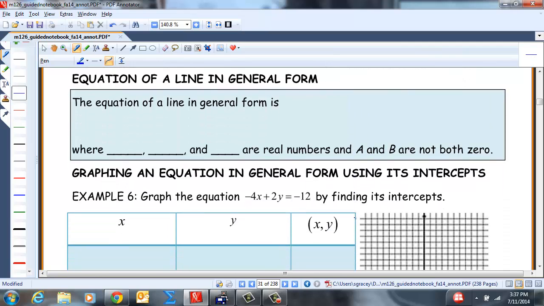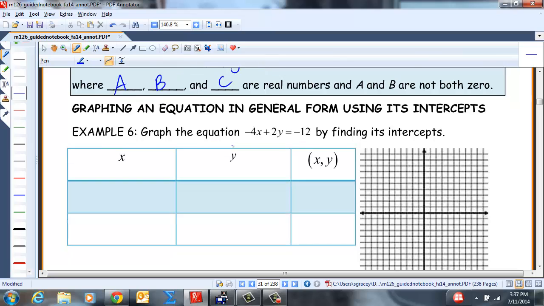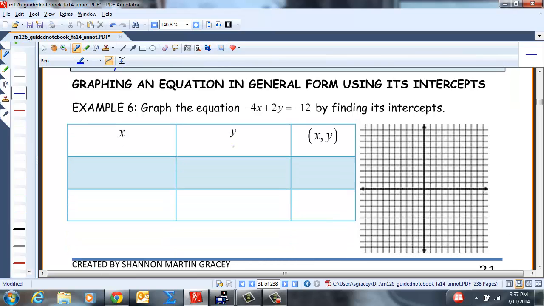Alrighty, equation of a line in general form. Your authors in your intermediate algebra may have used standard form. Standard form and general form you can think of as the same form. So the equation of a line in general form is ax plus by is equal to c, where a, b, and c are real numbers, and a and b are not both 0. So let's graph this one by using intercepts.